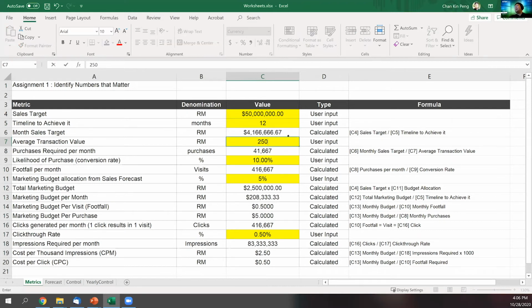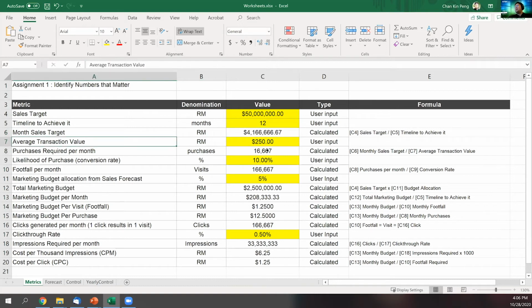If, for example, you set these numbers, what we actually want to help you identify here is very straightforward. From your sales target and from the amount of time allocated to this, we can now immediately calculate something called your monthly sales target. Which is basically, for example, over here, $50 million divided by 12. So this means on average, you roughly needed to make about 4.1 million. So each time someone decides to make a purchase, if the value of the purchase was roughly 250 ringgit, this means that in a nutshell, you needed to generate about 16.6 thousand purchases in order to achieve your KPI.